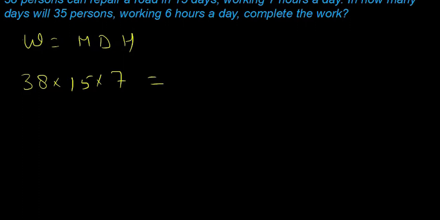38 men can repair a road in 15 days, working 7 hours a day. Now, hours are also included. So, what formula are we going to use? W is equal to MDH. So, MDH: 38 men multiplied by 15 days into 7 hours is equal to, in how many days will 35 men working 6 hours a day? So I think we need to equate this. So let's say d days are required. Just equate the things.